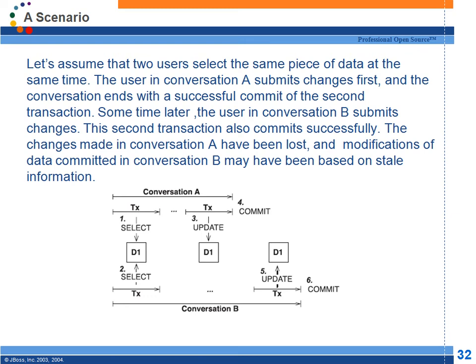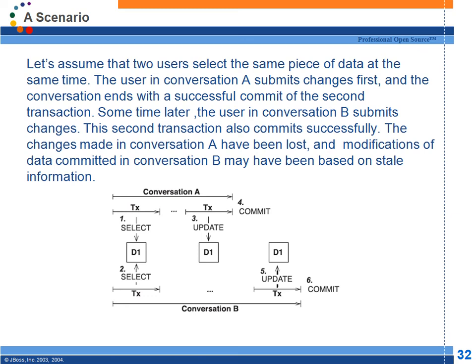Conversation B is taking some more time, the second user is taking some more time. He also made some updates on the same data D1 which he selected, and then fired the update. After conversation A has been completed, conversation B completed. Now tell me, which latest values will the database have, conversation A or conversation B? Conversation B, because this has been committed last. So the changes made by the first user are lost, right?